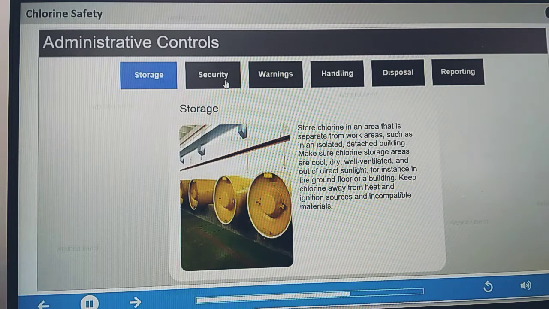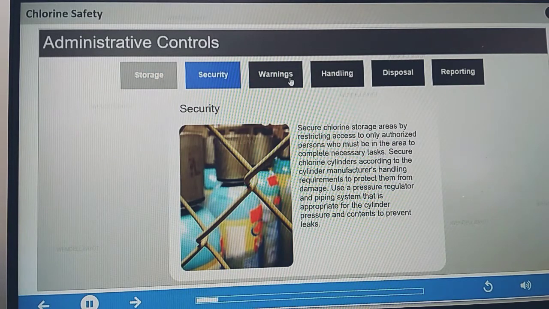For instance, in the ground floor of a building. Keep chlorine away from heat and ignition sources and incompatible materials. Secure chlorine storage areas by restricting access to only authorized persons who must be in the area to complete necessary tasks. Secure chlorine cylinders according to the cylinder manufacturer's handling requirements to protect them from damage. Use a pressure regulator and piping system that is appropriate for the cylinder pressure and contents to prevent leaks.